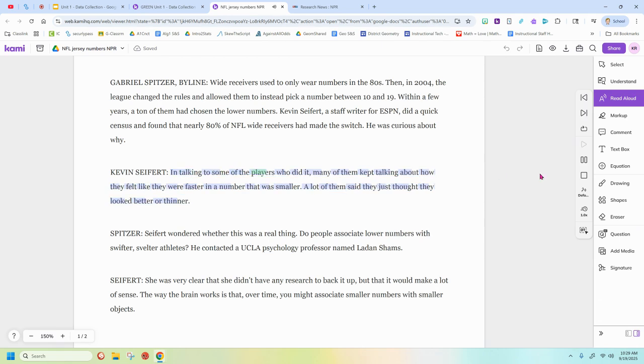In talking to some of the players who did it, many of them kept talking about how they felt like they were faster in a number that was smaller. A lot of them said they just thought they looked better or thinner.